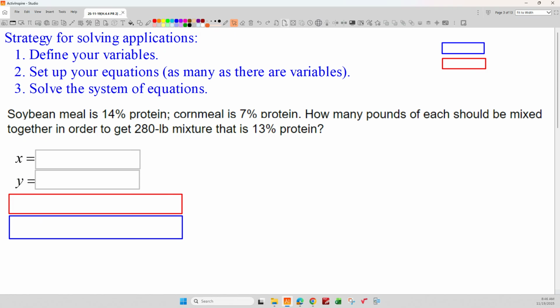So we've got the situation here. Soybean meal is 14% protein. Cornmeal is 7% protein. How many pounds of each should be mixed together in order to get a 280-pound mixture that is 13% protein? Okay, so what are we going to do here?